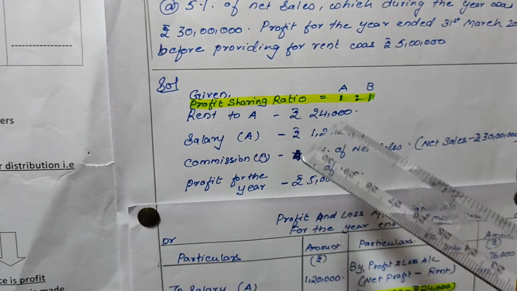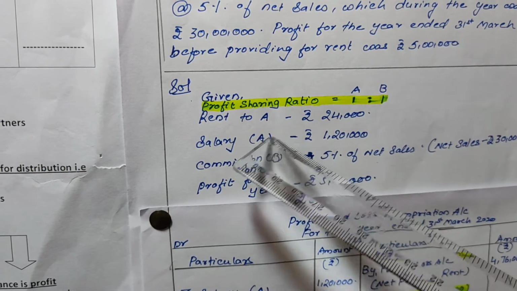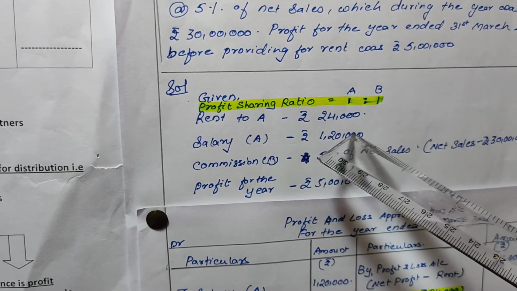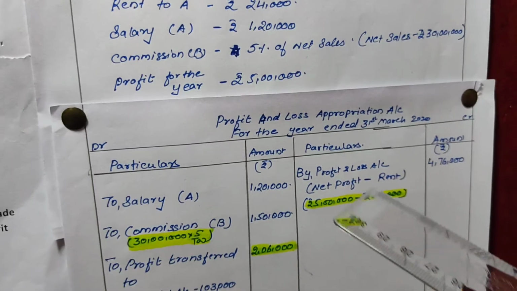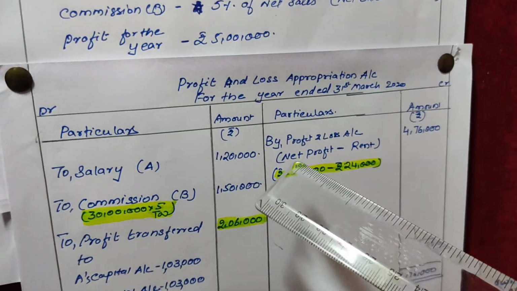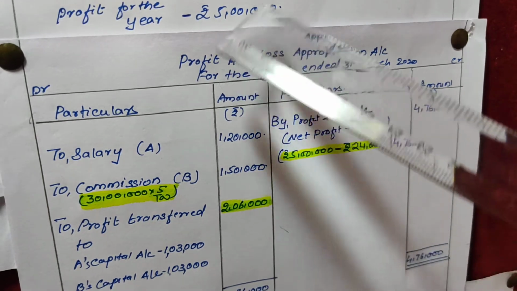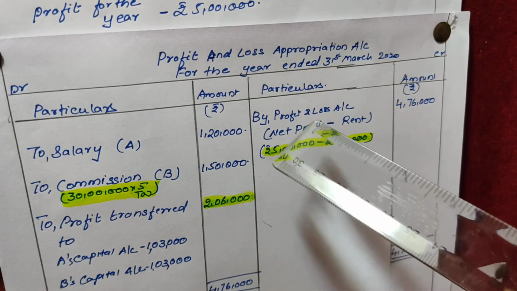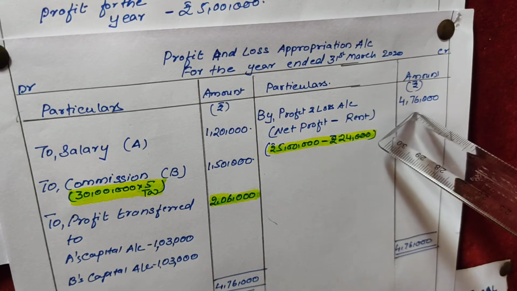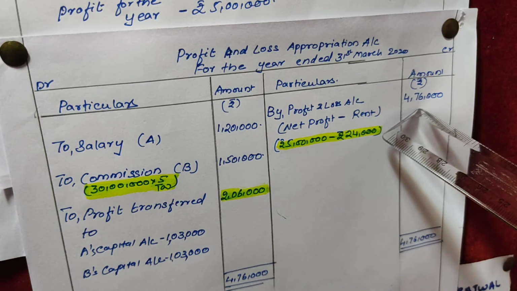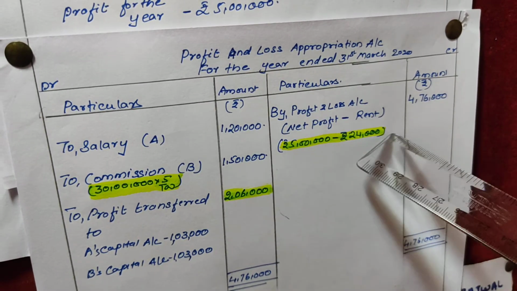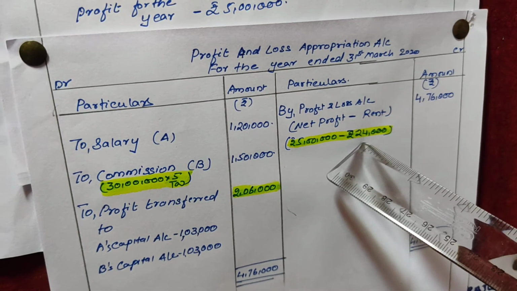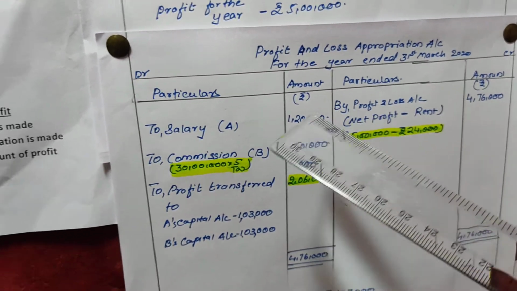Here in this question you are given rent, salary, commission. This rent is a charge against profit. So the first and foremost thing is that we will deduct the rent from the profit. Our net profit was 5 lakh. From this 5 lakh we will deduct the rent, and the balance amount will be written in the outer column. Only this much you have to do. Whenever a charge against profit is given, we have to reduce that from our net profit. Then all the rest of the adjustments will be the same.